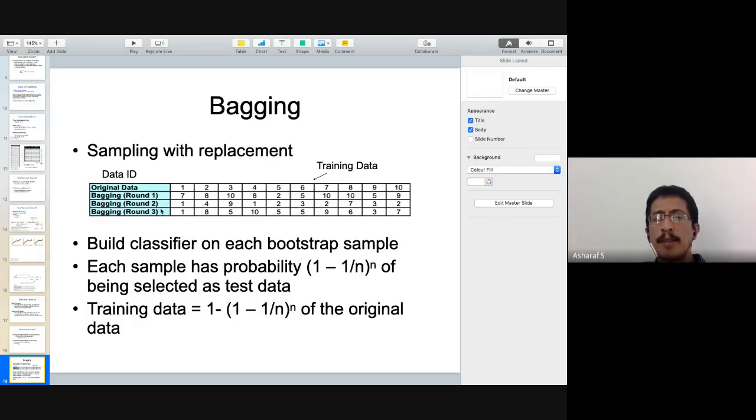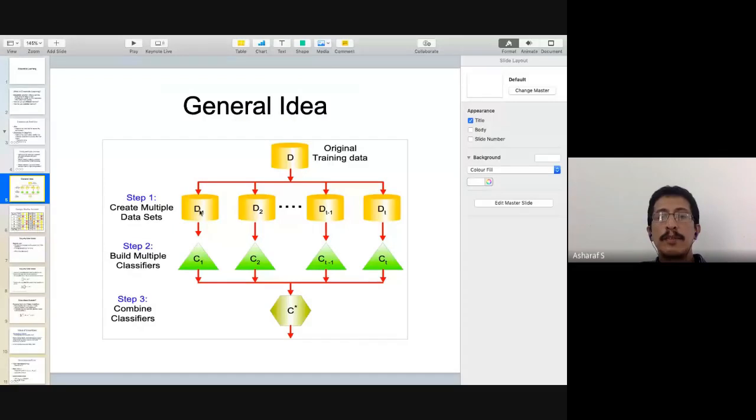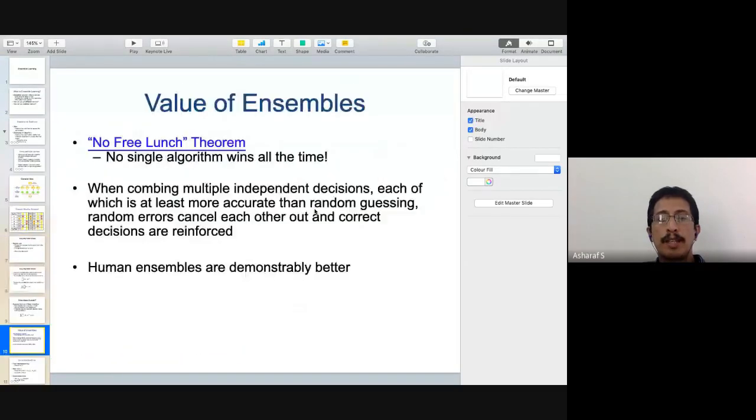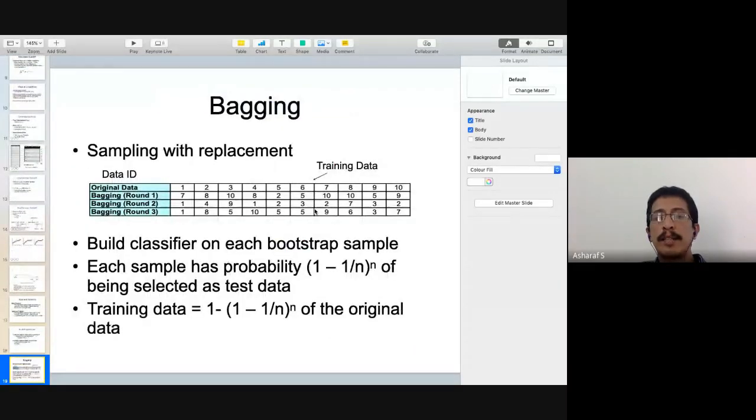Then I have got three data sets. You remember this? I'll just go to that slide. So D1, D2, and D3 are what we have here. Each sample has a probability: if 1/n is the chance of choosing one out of n data points, each sample has a probability of 1 - (1 - 1/n)^n of being selected in the training data, and the test data is basically the remainder, the original.